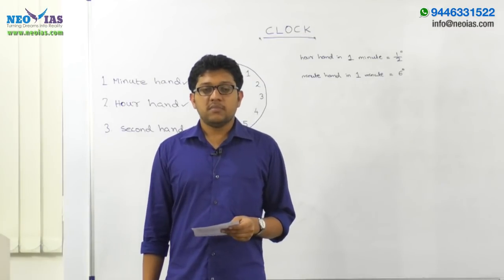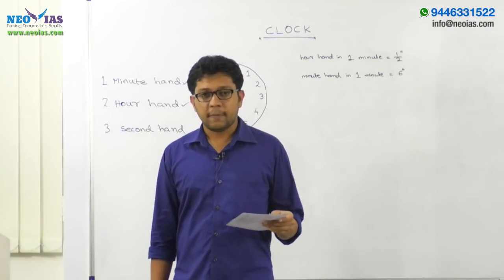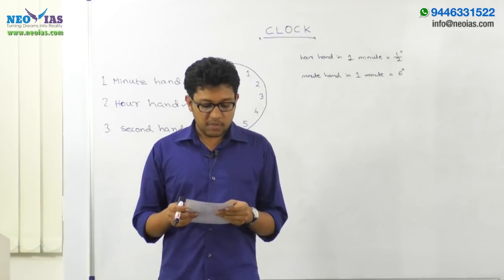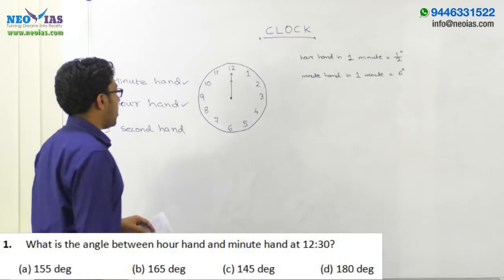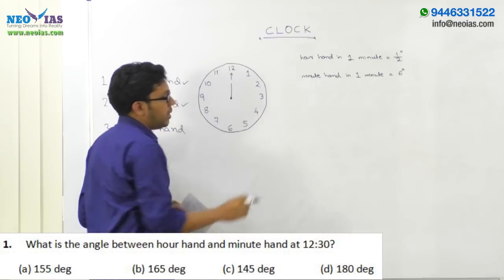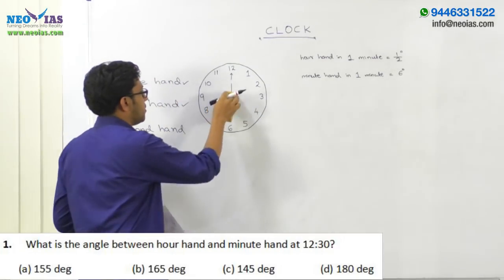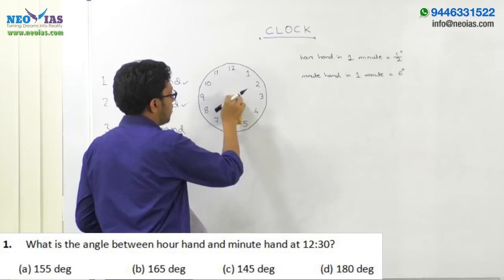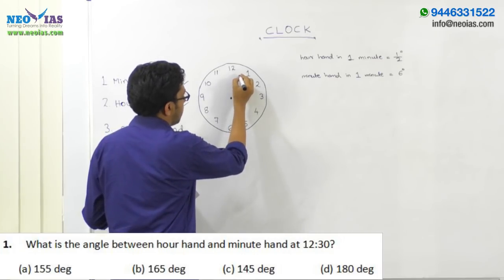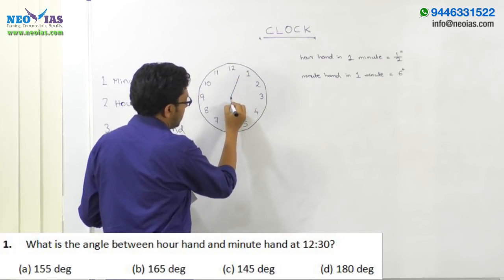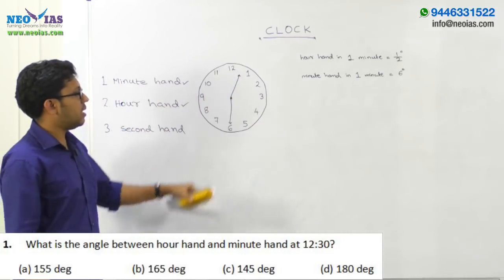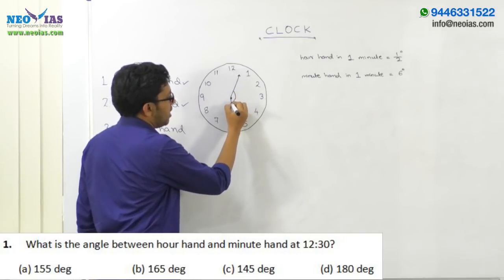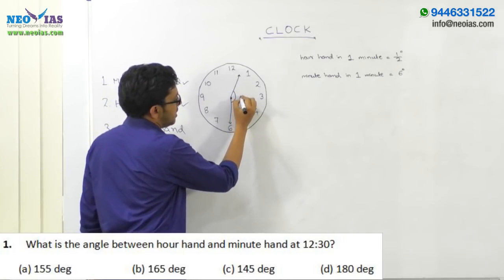Thus, we can do some problems related to this studied theory. The first problem is, what is the angle between hour hand and minute hand at 12:30? The hands of the clock will be like this at 12:30. We need to find out this angle, which can be written as angle A.